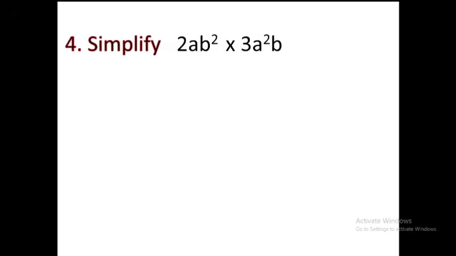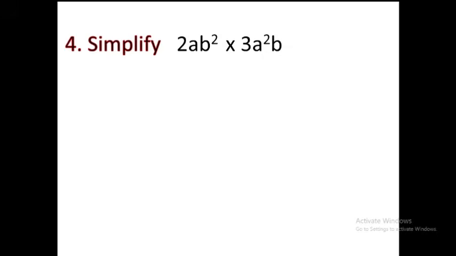The fourth question says, this is very simple. It says, simplify 2ab exponent 2 times 3a exponent 2b. Oh wow, this is one of the easiest questions. But when students see this question, I don't know why they get frightened.